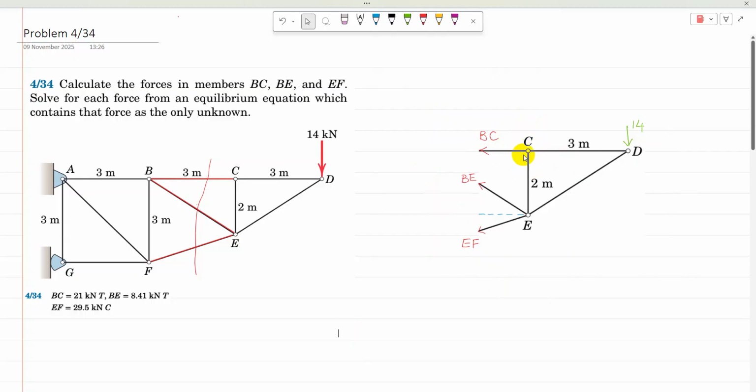Now if I take moment about point C, it is going to eliminate BC only. So I would need two equations to find these two unknowns. And if I take moment about point E, then BE and EF are eliminated, and the only unknown left is BC. So I can use sigma M about point E equal to 0 to get an equation which contains only one unknown, BC, and only one equation is needed to solve BC. So I'm going to take moment about point E.